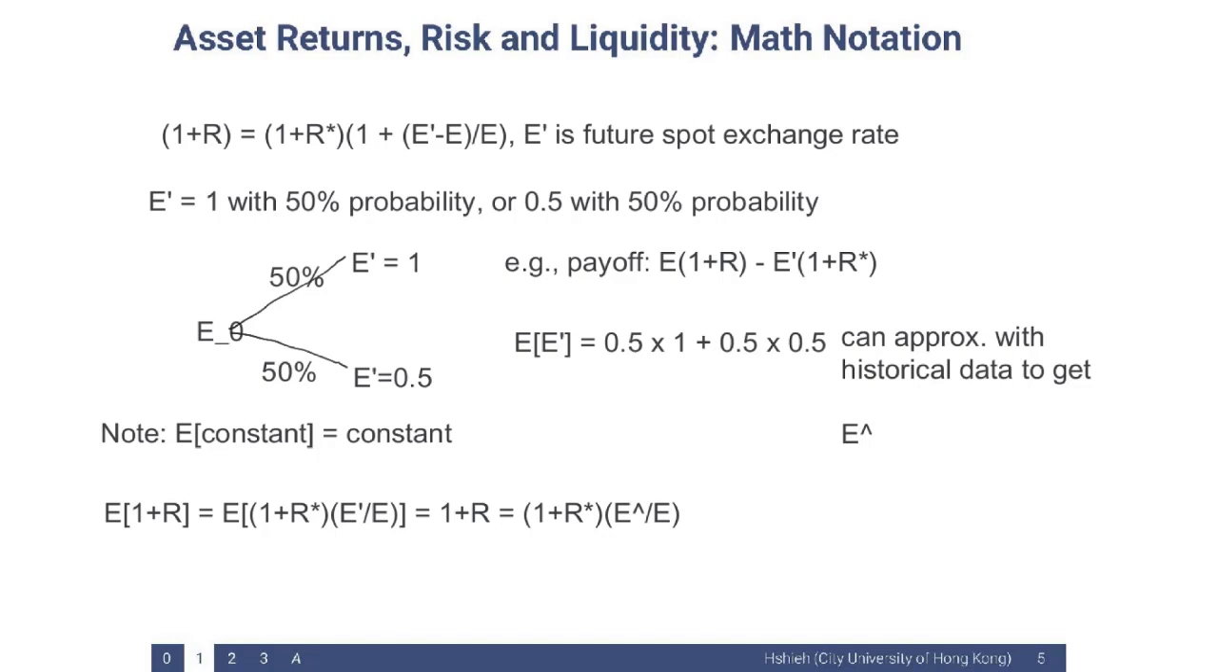Okay. If you want to think about it in terms of a tree, you can, right? I hope maybe you've seen this in your game theory class, maybe. So you have today's spot price. Let's call it E0. And then we have future spot price, E prime, equaling to 1. And E prime equaling to 0.5. And then you have a 50% chance of this happening, and a 50% chance of this happening here. Right?